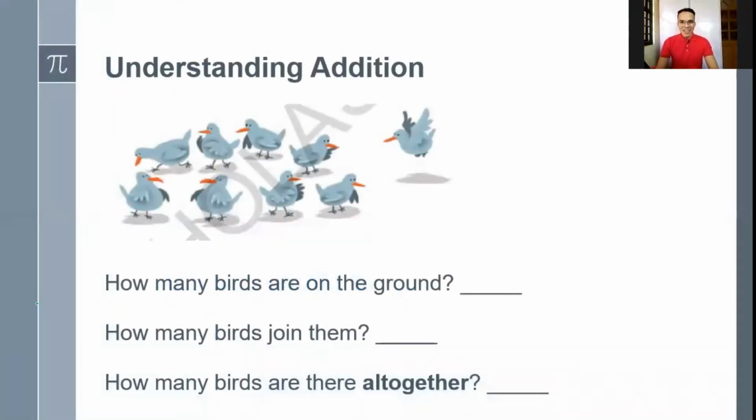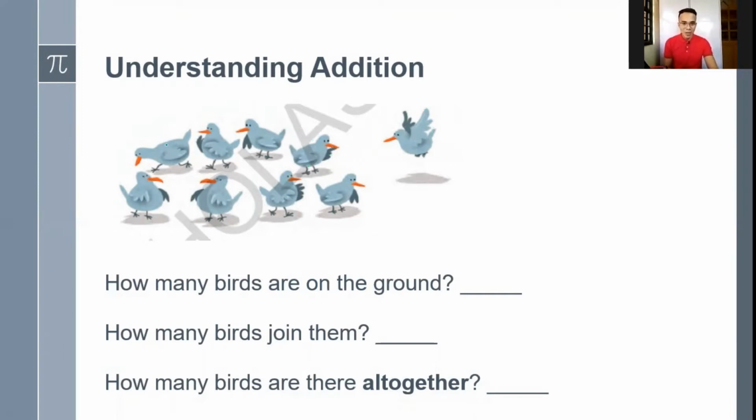What is addition? What do you mean by addition? Let's answer that question through our examples. In this picture, we see birds. Some of them are on the ground, and there's only one bird that is flying. So the first question here is how many birds are on the ground?